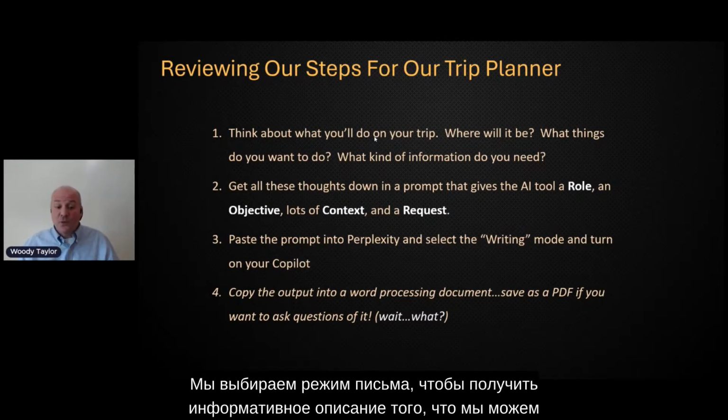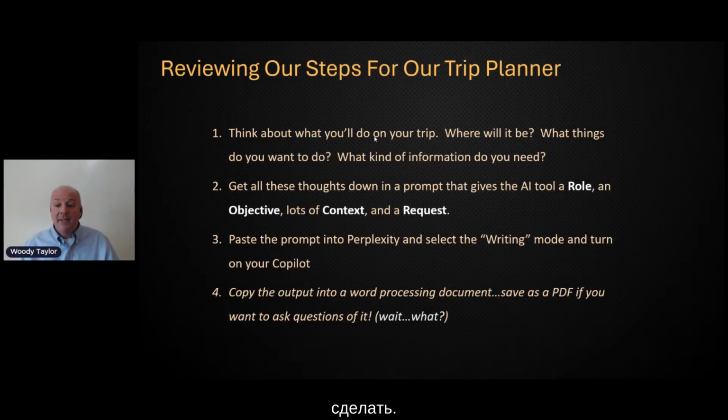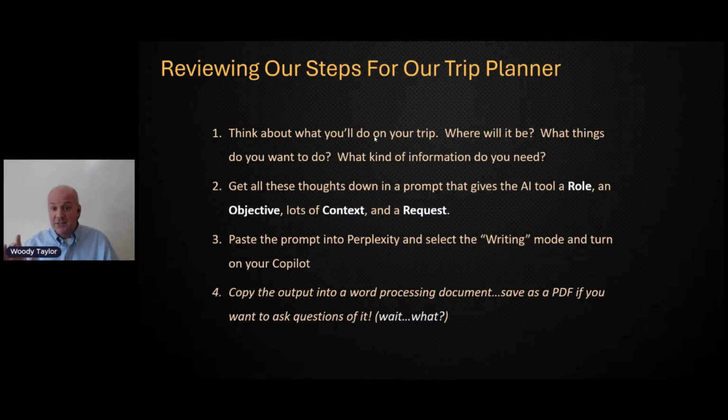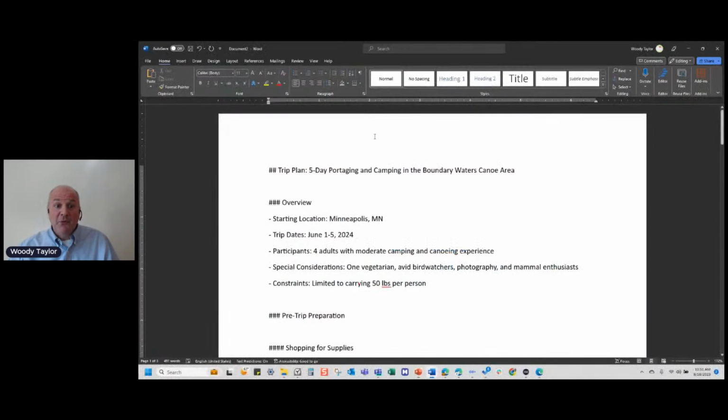But now look at this fourth step. We copied the output into a word processing document, and we saved it as a PDF. Because another cool feature that Perplexity has is that you can upload PDFs and text to it, and you can ask questions about that document. And let me give you an example of this. This is pretty cool. Assuming I make it work right.